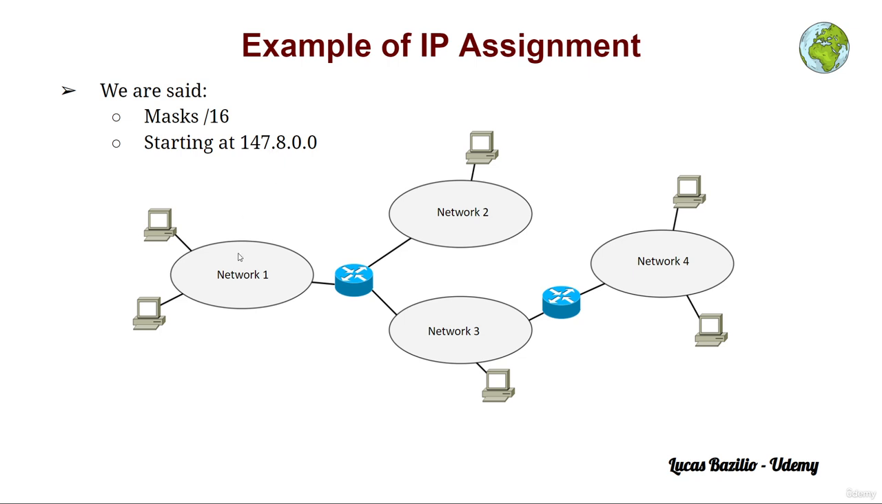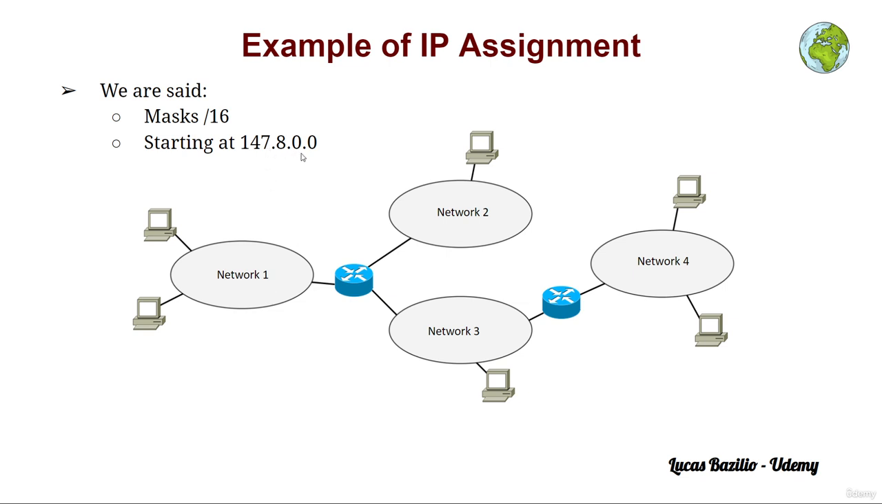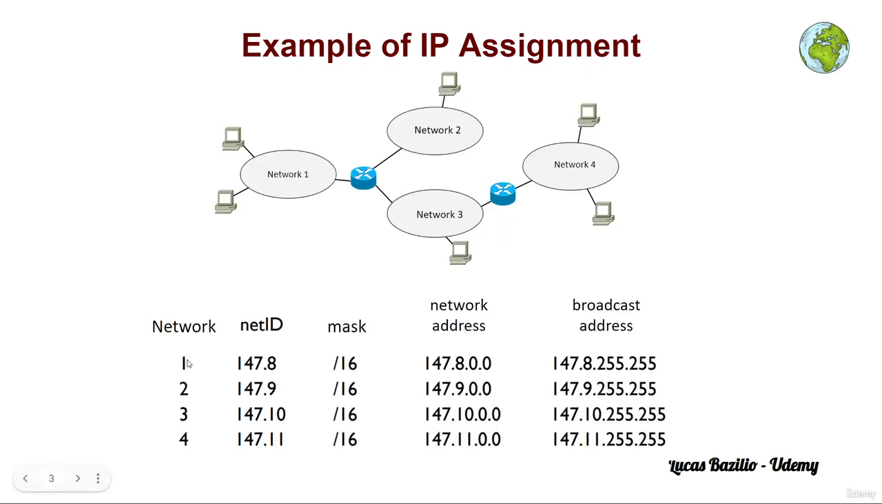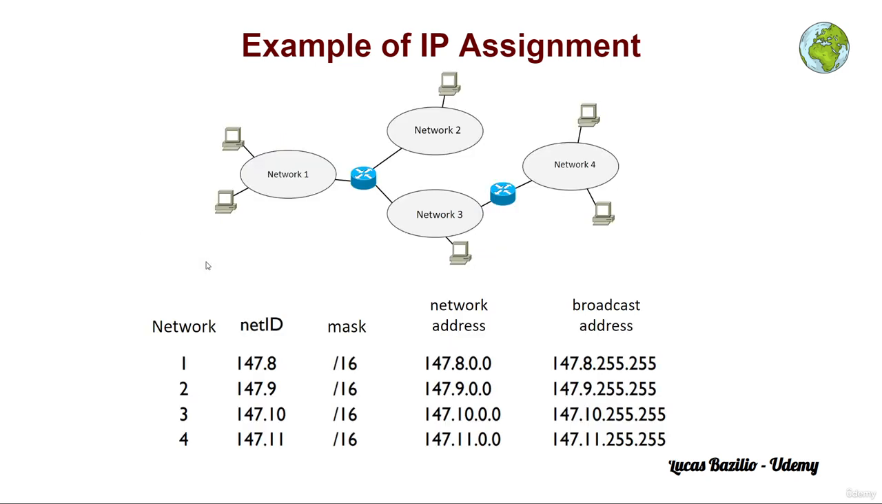First, let's assign network 1, then network 2, network 3, and network 4, and then we are going to assign the interfaces as well. Since we must start from this IP address, and the mask is 16 bits, we need to select the first two digits to be the net ID, the network identifier. Therefore, on network 1, the net ID will be 847.8.